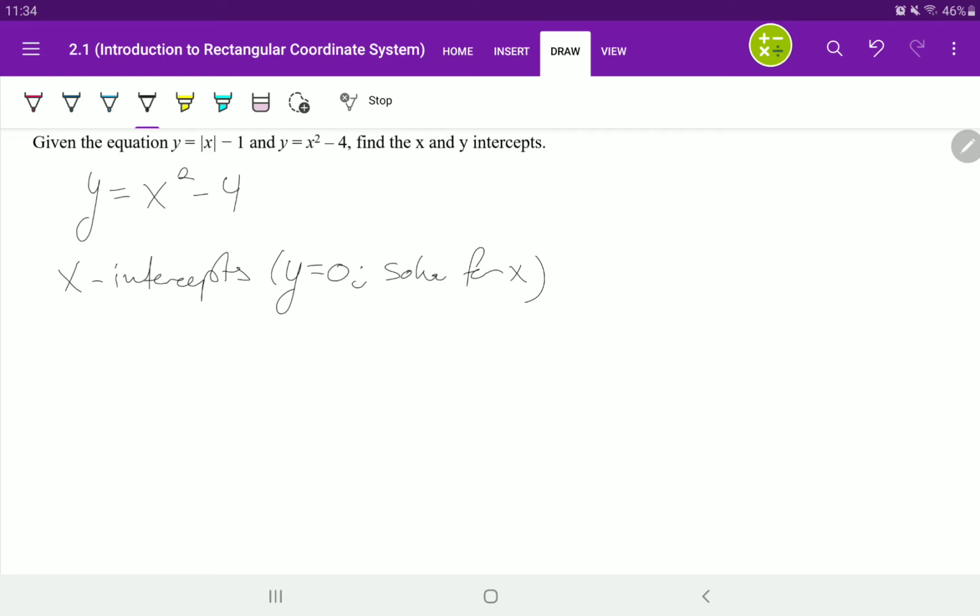All right. So we're going to have 0 equals x squared minus 4. And you have two different ways you can approach this, and I'm going to show you guys the two different ways that we can do this. Now, if you notice here, I'm going to call this way 1. We're going to just solve for x outright. So what I'm going to do here is add 4 to both sides.